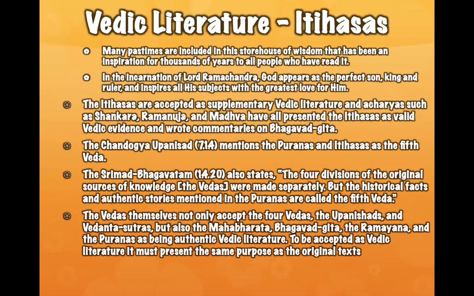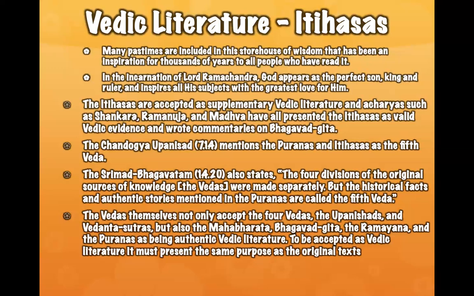So Puranas, we're going to go through them in a short while. The Srimad Bhagavatam, which is the Bhagavata Purana, states in 1.4.20 that the four divisions of the original source of knowledge, i.e. the Vedas, were made separately, but the historical facts and authentic stories mentioned in the Puranas are called the fifth Veda. The Vedas themselves not only accept the four Vedas, Upanishads, and Vedanta Sutra, but also the Mahabharata, Bhagavad Gita, and Ramayana and Puranas as being authentic Vedic literature.